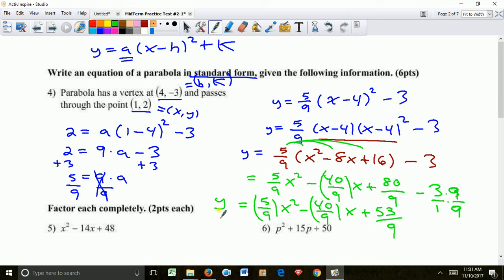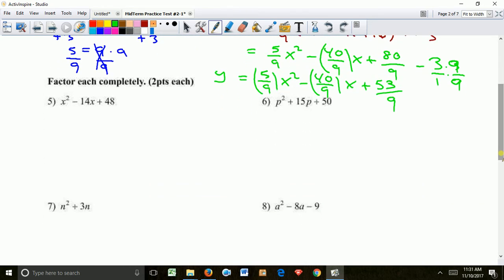All right. Factor each completely. So here we're not solving, we're just factoring. So you want to find factors of 48, whose sum is negative 14. Yep, negative 6, negative 8. Again, you're not solving for anything, so just rewrite x minus 6 times x minus 8.